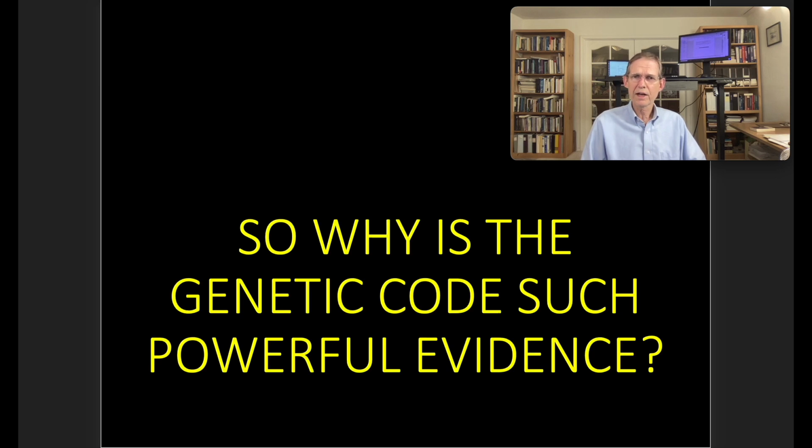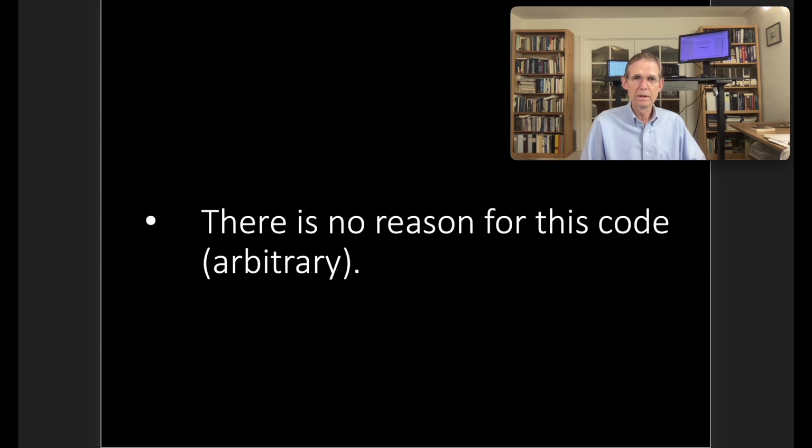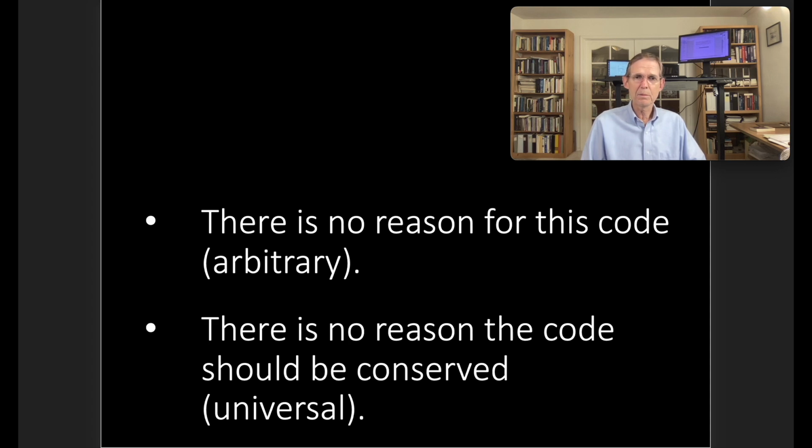So why is the genetic code such powerful evidence? There must be some other reason. What's going on here? Well, there is another reason, and Kipping did not spell it out, but other evolutionists do. There are arguments that in fact are very powerful. What are they? The first one is that there's no reason for this particular code. The code seems to be arbitrary. The second claim is that there is no reason the code should be conserved. That is, there's no reason the code should be universal.